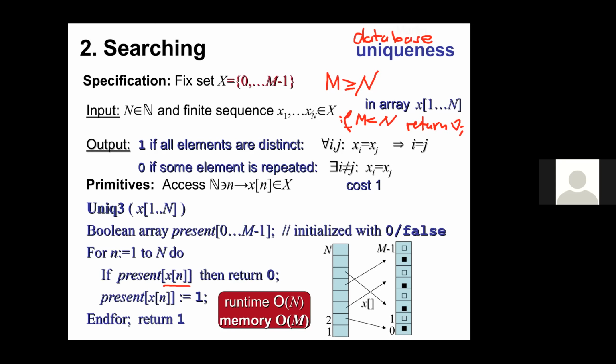This means you have more elements x1 to xn than possible values, and when you have more elements than values, then obviously some value is repeated. This is not a restriction on the algorithm, but if m is less than n, the situation is simply not interesting. You can immediately return 0 if you want, and put this check here.